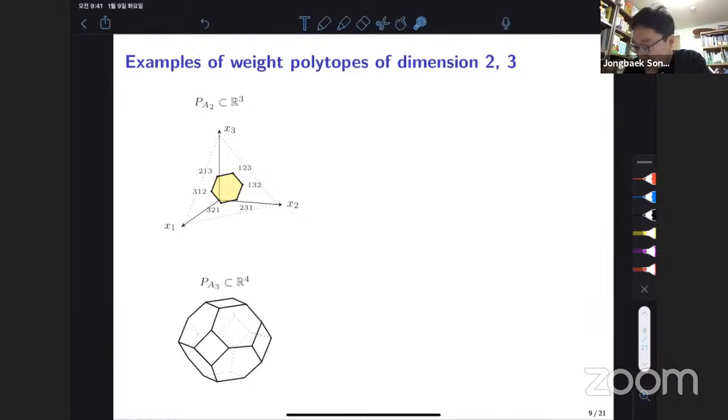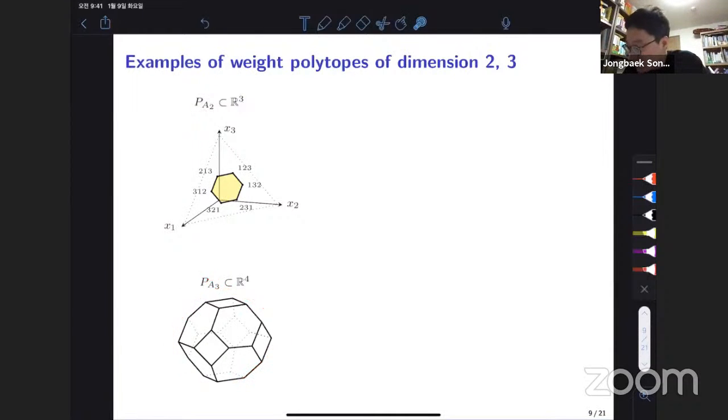All right. This is an example of the type A permutohedron. We already have this for the A_2 root system: the permutohedron is nothing but a hexagon, and the A_3 permutohedron is something like this.